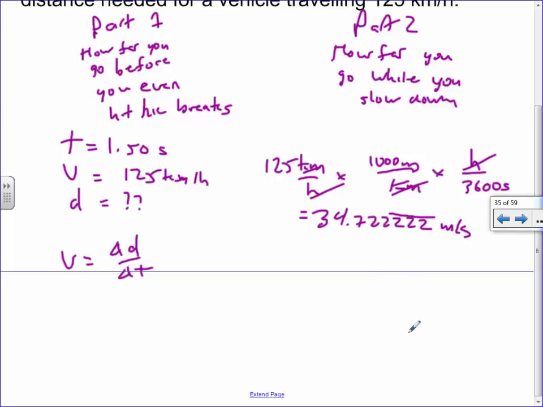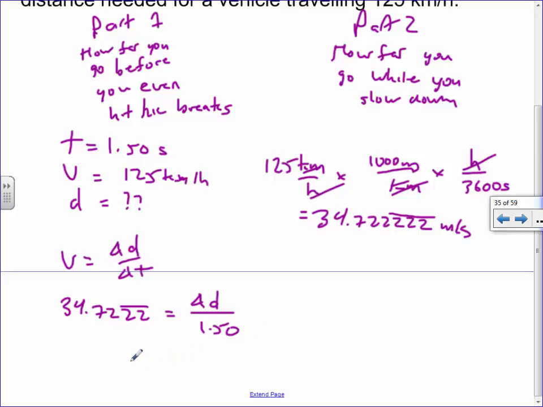Okay, so we actually have all we need to use that formula. We know the velocity is 34.72 repeating. We want to find the distance. We know the time is 1.50. Maybe the units there. So algebra, how do you get distance by itself? Just times it up, yeah. So take that number times 150.